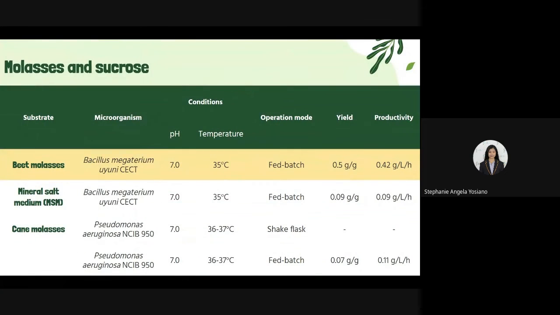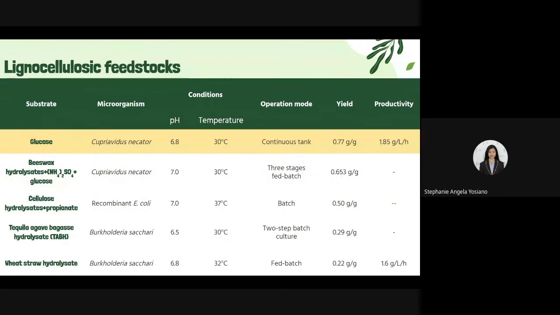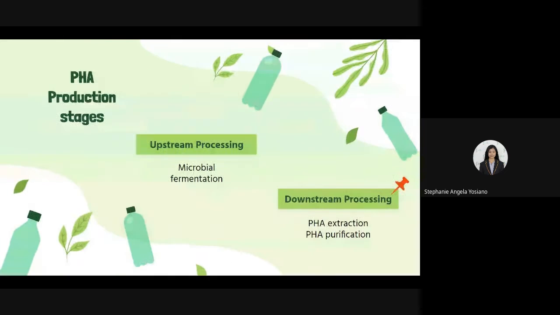According to this table, the highest PHA yield was obtained when beet molasses was used as substrate and Bacillus megaterium was fermented under fed-batch fermentation. Similarly, fed-batch fermentation was able to produce a high yield of PHA using hydrolyzed whey permeate with 1% additives and Haloferax mediterranei as the microbe. Here, glucose was found to be the preferred substrate for C. necator to produce high PHA yield in continuous tank fermenters. Lastly, soybean oil was preferred by Ralstonia eutropha to produce high PHA yield under batch fermentation.